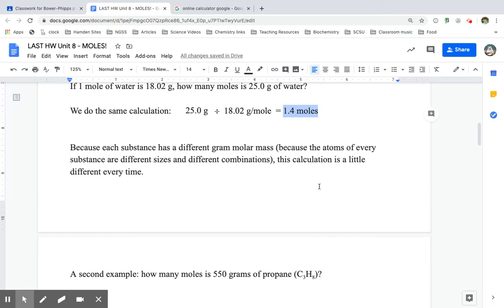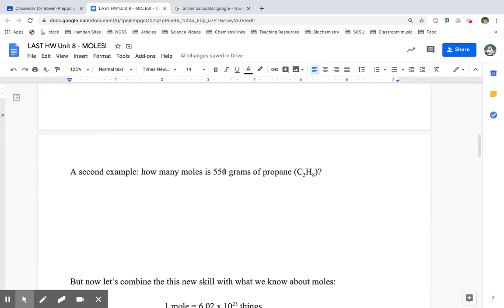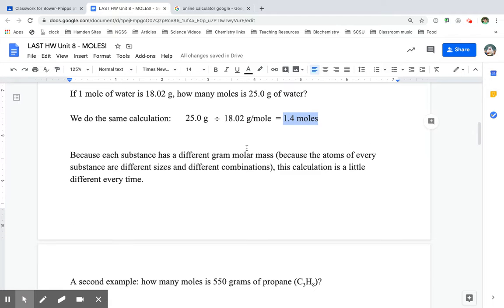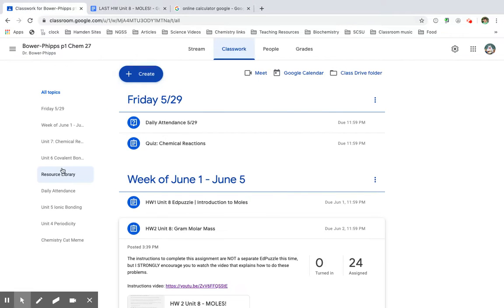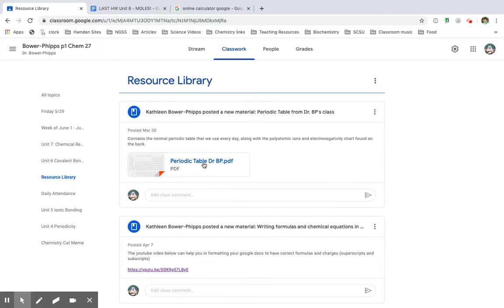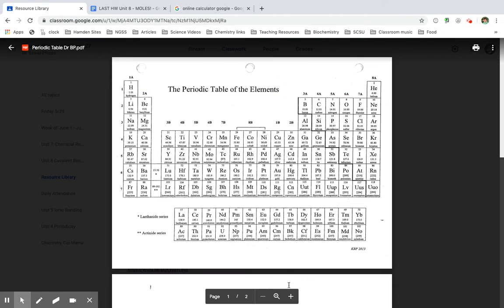Let's try a second example. If we have 500 grams of propane, C3H8, how many moles is this? So remember, we have to know the gram molar mass of propane. We've done this before. We had 3 C's and 8 H's. Oh yeah, we got to use our periodic tables again. Yay! Back to the resource library, periodic table.